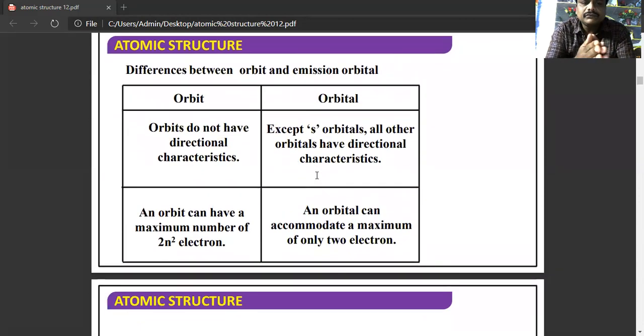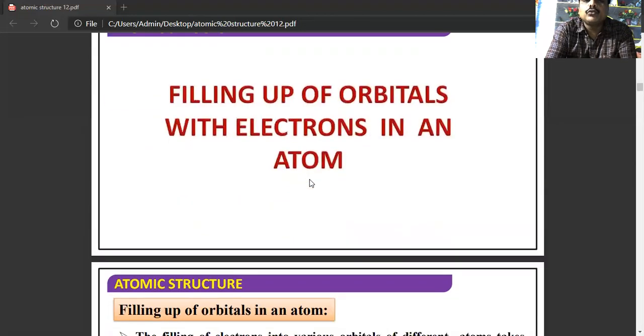Orbits do not have directional characteristics, whereas except for s orbitals, all the orbitals have directional characteristics. An orbit can have a maximum number of electrons given by the formula 2n square, whereas an orbital can accommodate a maximum of only 2 electrons.